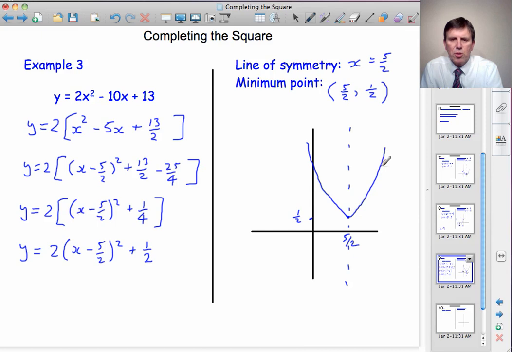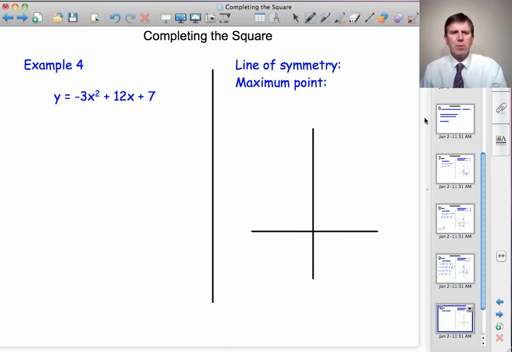Bit more pointy than it should be at the bottom. You wouldn't be penalised for that in an exam, provided you can see it's meant to be curved. And the point where it cuts the y-axis, we can see if you put x is 0, y is 13. And that completes example 3.